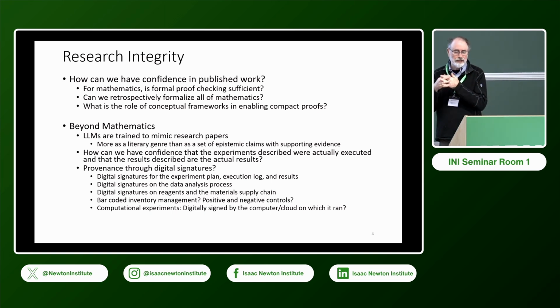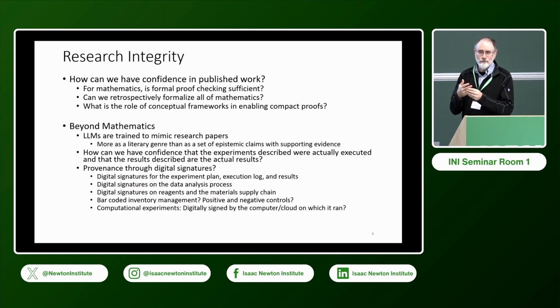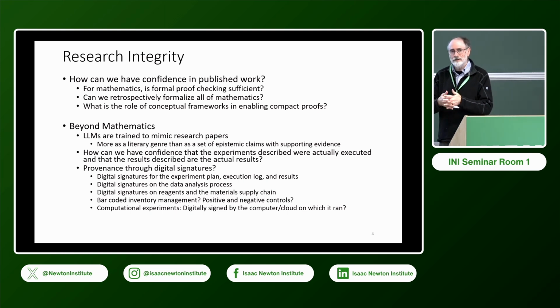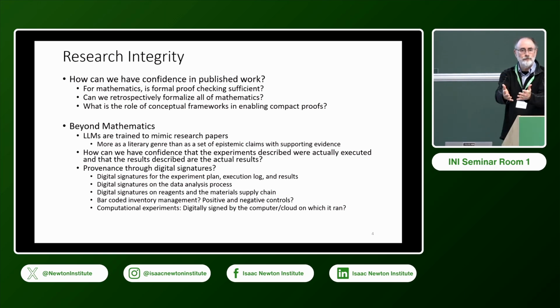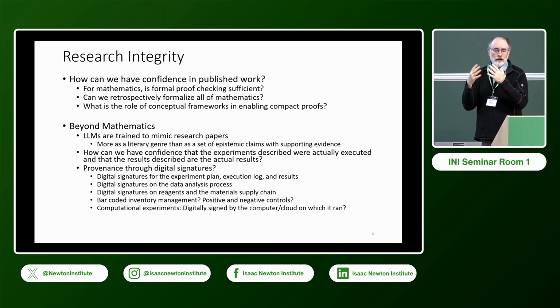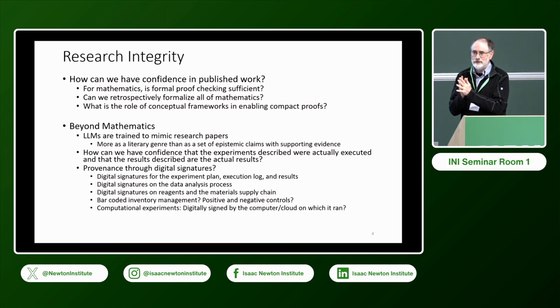For research integrity, can we have confidence in the published work? I'm very excited about seeing the formalization of mathematics and automated proof checking. I'm even more excited about the possibility that in software we could produce software that came with a proof of correctness. That would just be fantastic, especially for very important software like operating systems and cryptographic systems and things like this.